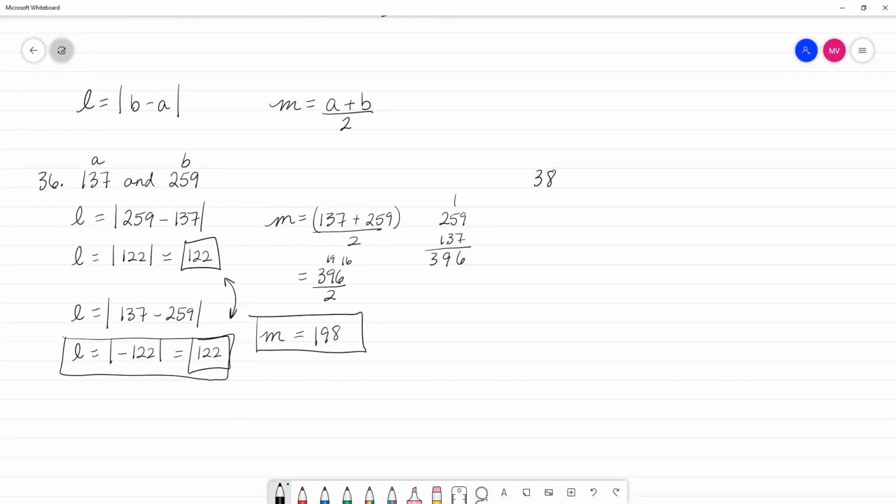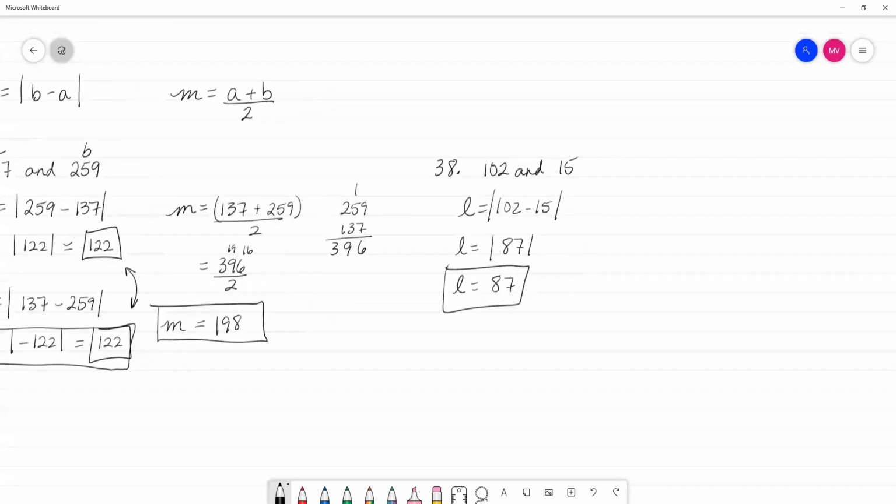All right, 38 is 102 and 15. All right, so length equals, just gonna do it this way. Absolute value of 102 minus 15. 2 minus 5 is 7. Should be 87, right? Yep, 87. Well, the absolute value of 87 is just 87.